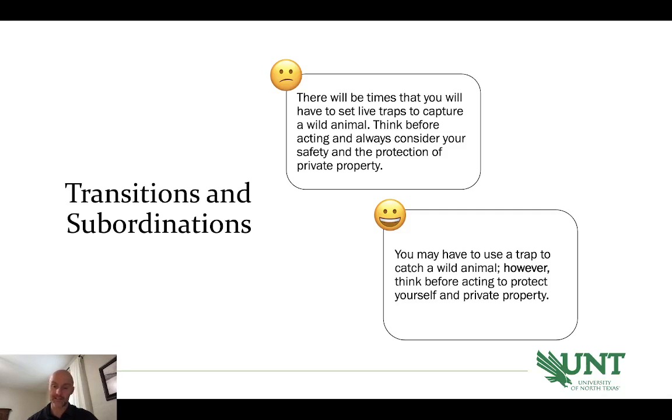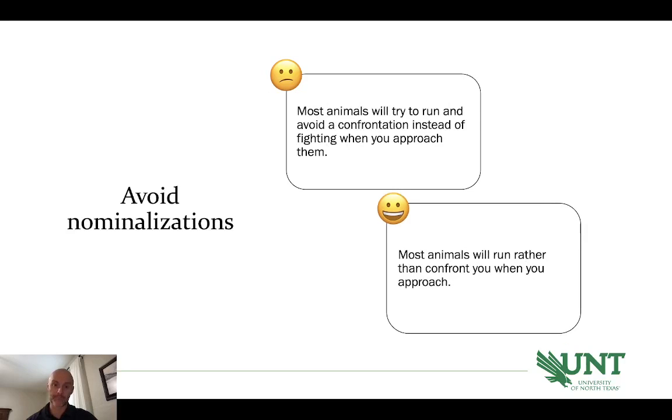In the revised example, we showed that relationship by including the word however. It says you may have to use a trap to catch a wild animal. However, think before acting to protect yourself and private property. This shows that this need to be aware and to think before we actually do something is part of this act of having to trap and catch a wild animal.